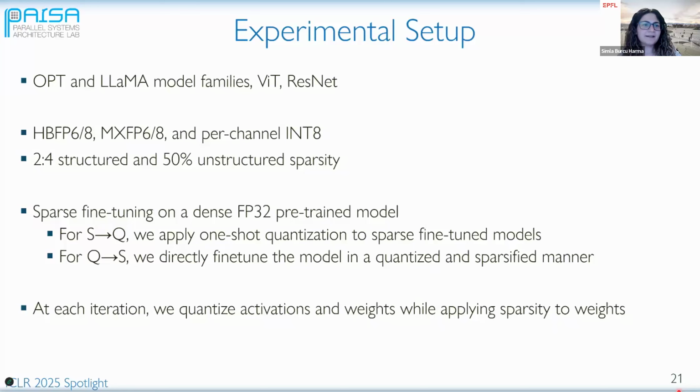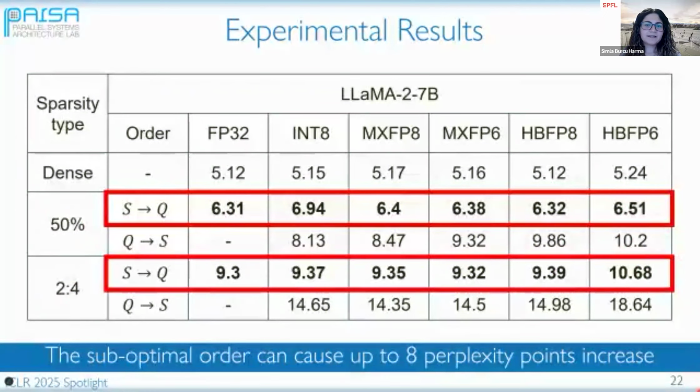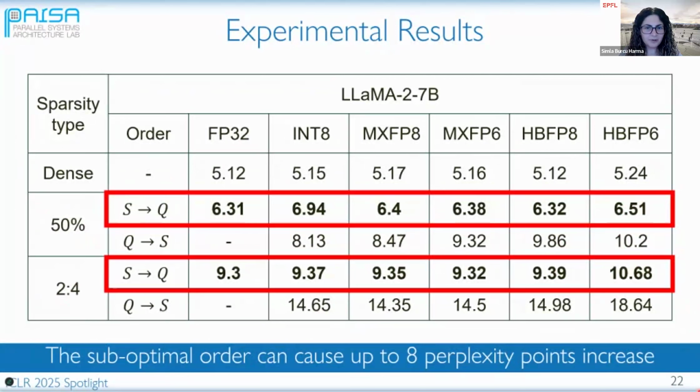Here we show that the order matters. So in LLaMA 2 7 billion, applying sparsity first consistently gives lower perplexity values for both cases, for unstructured sparsity and structured sparsity, and for all the number formats you can see that the perplexity is consistently higher for the reverse order. And the suboptimal order can cause up to 8 additional perplexity points increase compared to the optimal order.